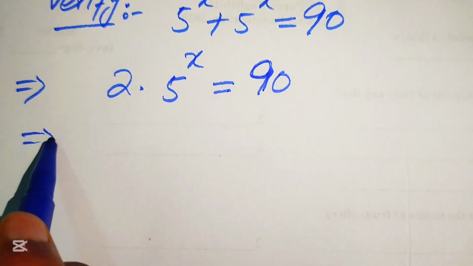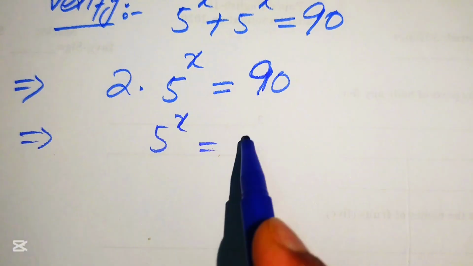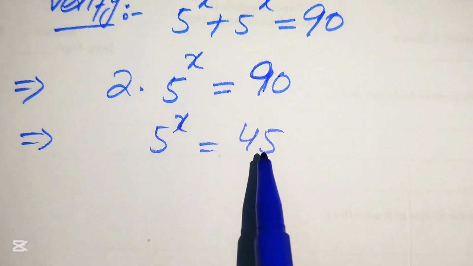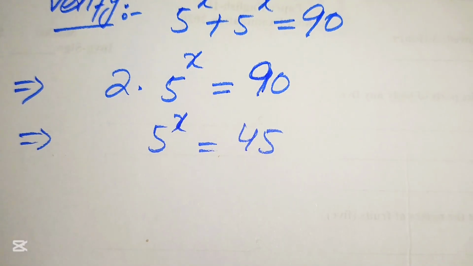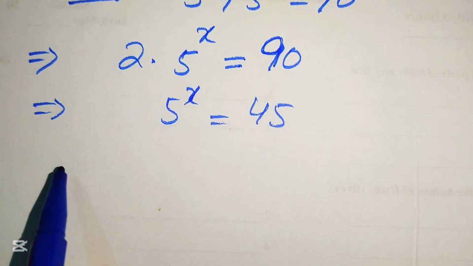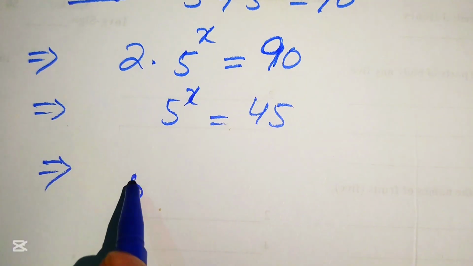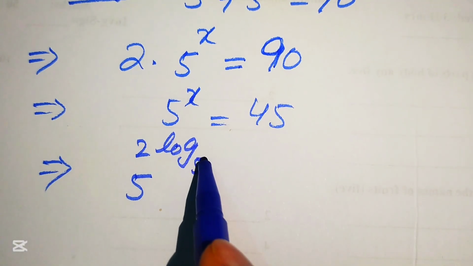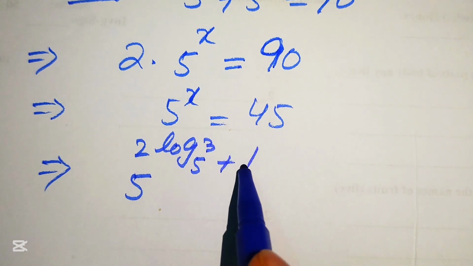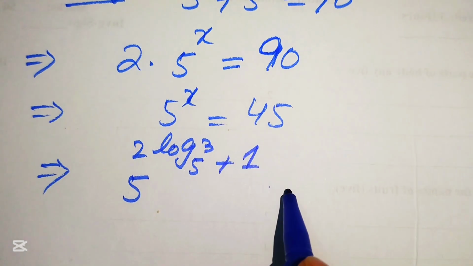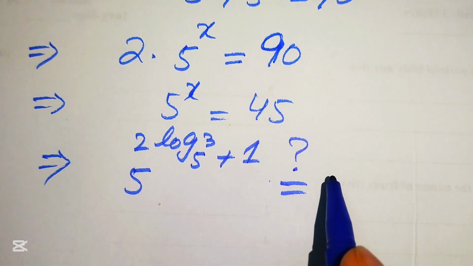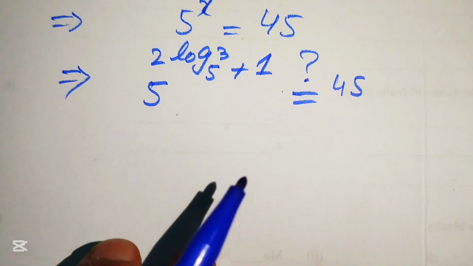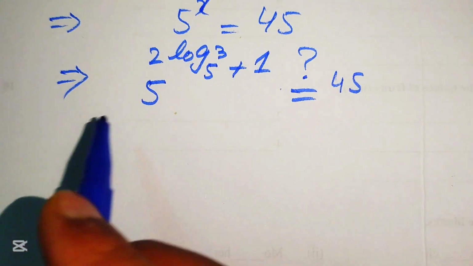When you divide both sides by 2, you finally get 5 to the power of x equals 45. So now our claim is to check whether 5 to the power of x equals 45 or not. So here we will substitute the value of x, and the value of x is 2 times log base 5 of 3 plus 1, and we need to check whether the answer of this problem is 45 or not.